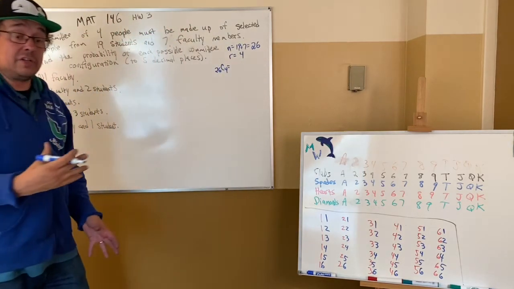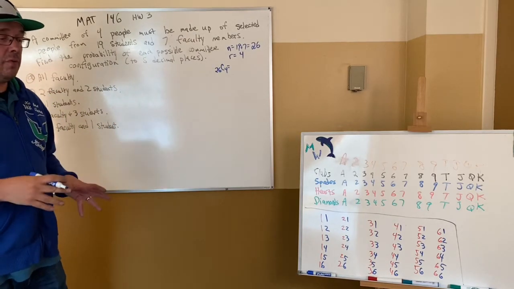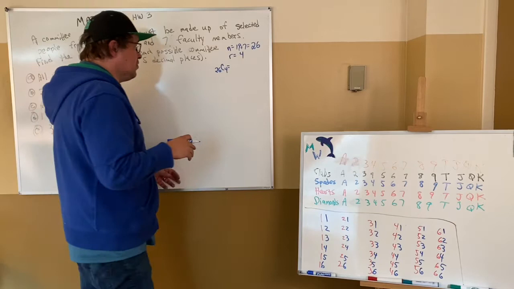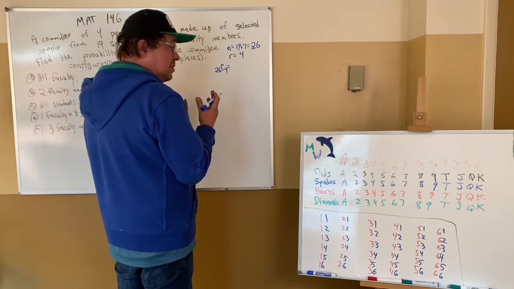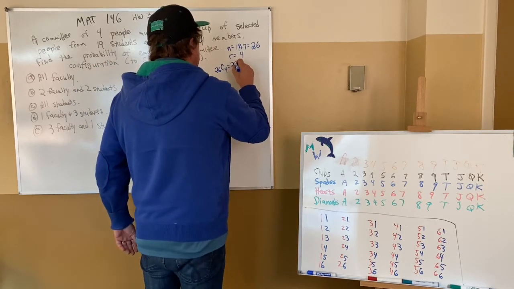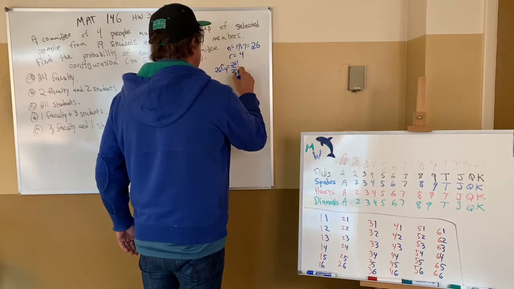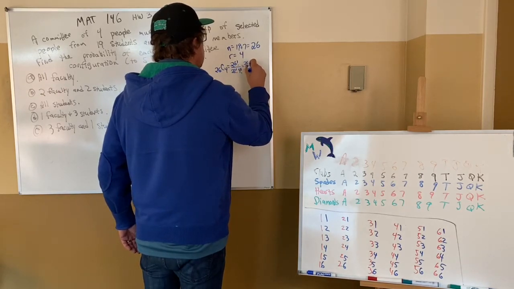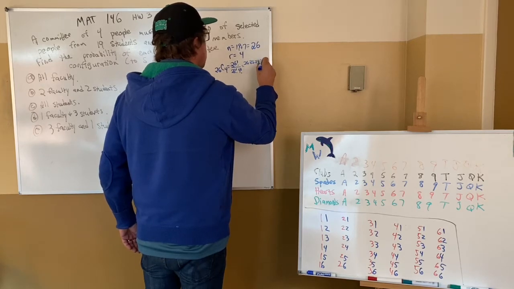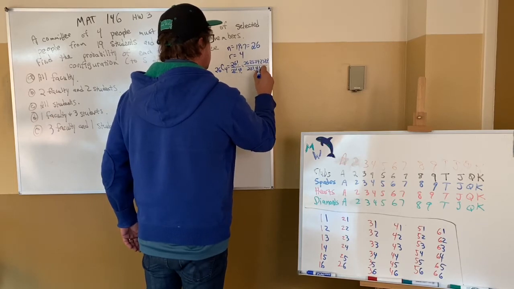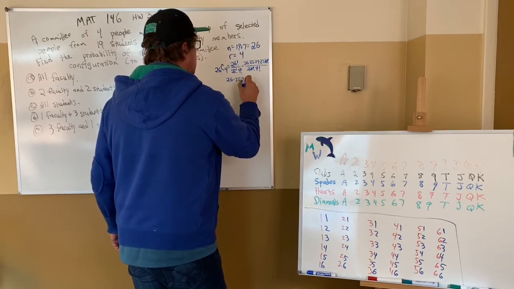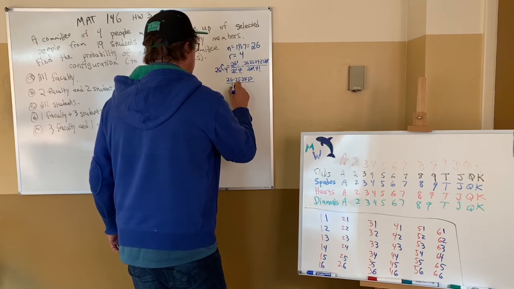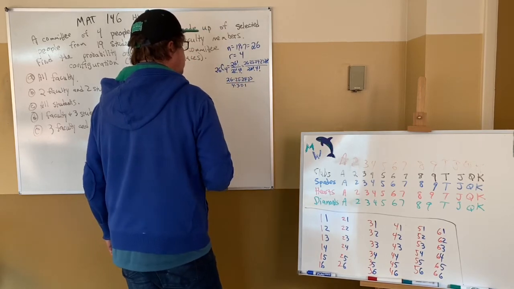And you may use your technology. The best technology that you're comfortable working with is allowed on this. So once you know it's 26 choose 4, then you can go ahead and get that. I'll do it without much technology. Here we go. 26 factorial over 22 factorial times 4 factorial, which is 26 times 25 times 24 times 23 times 22 factorial, over 22 factorial and 4 factorial. I will take that out. And so this is where that's got to go: 26 times 25 times 24 times 23 over 4 times 3 times 2 times 1.